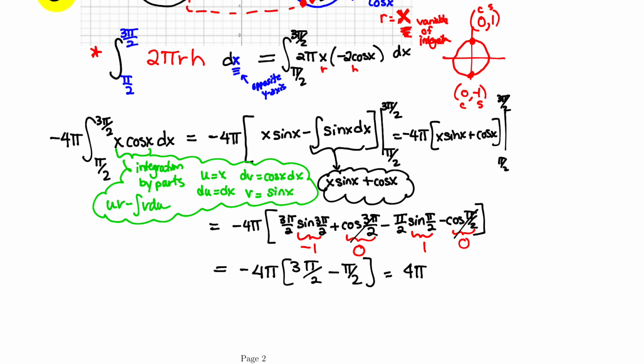3 pi over 2, so 3 halves minus 1 half is 2 halves, or just pi. Would you guys all agree? 3 halves minus 1 half is just 1 pi. And so it looks to me like the volume of this shape is going to be 4 pi squared cubic units.